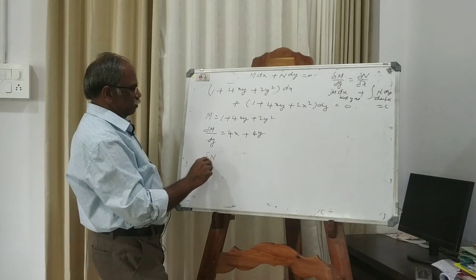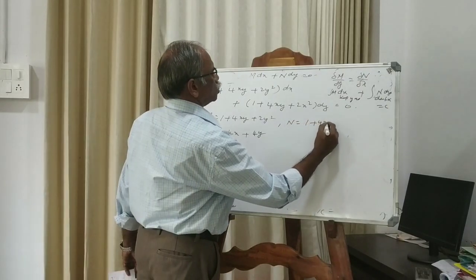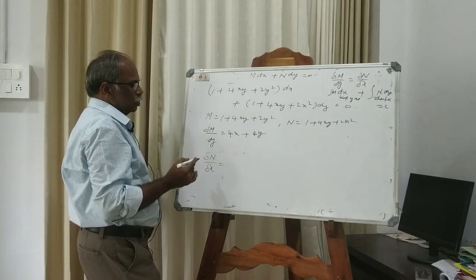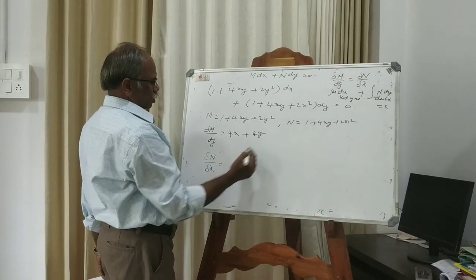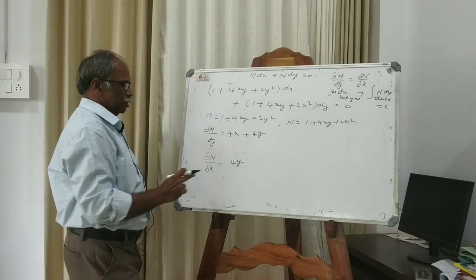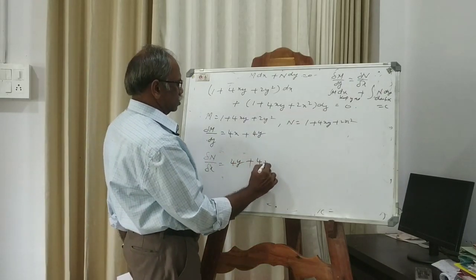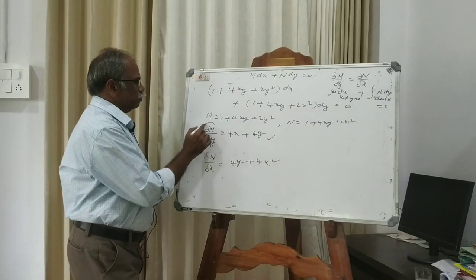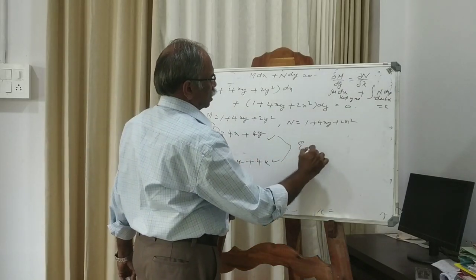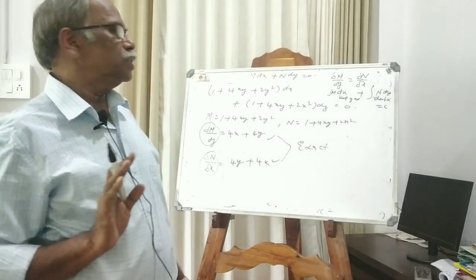Again we differentiate N partially with respect to x. Here the term N is 1 + 4xy + 2x². So differentiating N partially with respect to x: 1 is a constant, its derivative is 0; 4xy becomes 4y, since the derivative of x is 1; and 2x² becomes 4x. So check that partial dM by dy and dN by dx are equal, then this equation is exact. Whenever these two partial derivatives are equal, that equation is exact.